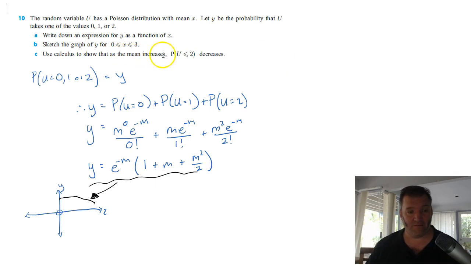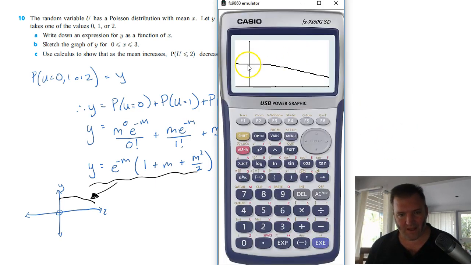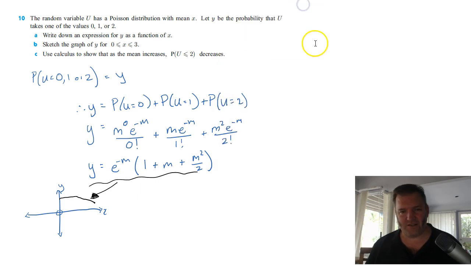All right, so use calculus to show that as the mean increases, the probability that u is less than or equal to 2 decreases. We can see that it looks that way if I could draw the lines slightly less than horizontal, rather than slightly inclined as I have there. You'd be able to see it. You can certainly see it on the calculator, although it's horizontal for that first bit. So how do I show that it's decreasing the whole time? It says to use calculus. Well, they've given us a clue there, haven't they?